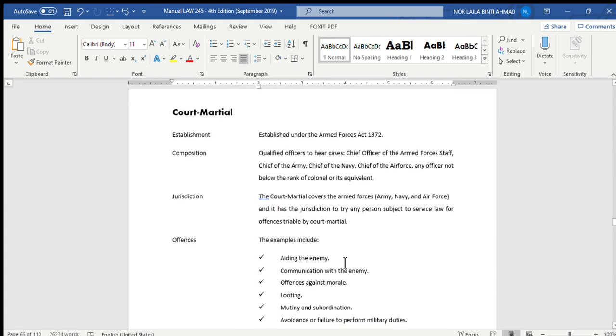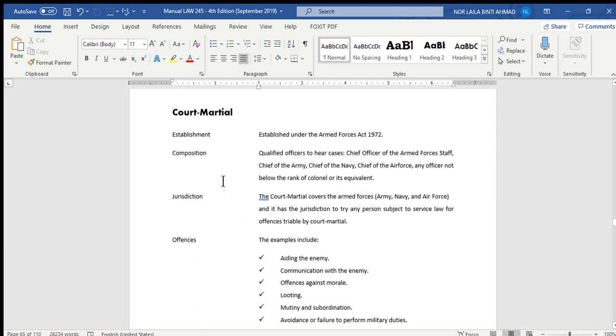Next we have the court martial. The court martial was established under the Armed Forces Act 1972. This is special for the Army, Navy, and Air Force. In terms of its composition, qualified officers hear the cases. They don't need any judge there. So the Chief of the Armed Forces Staff, Chief of the Army, Chief of the Navy, Chief of the Air Force, and any officer not below the rank of colonel or its equivalent.